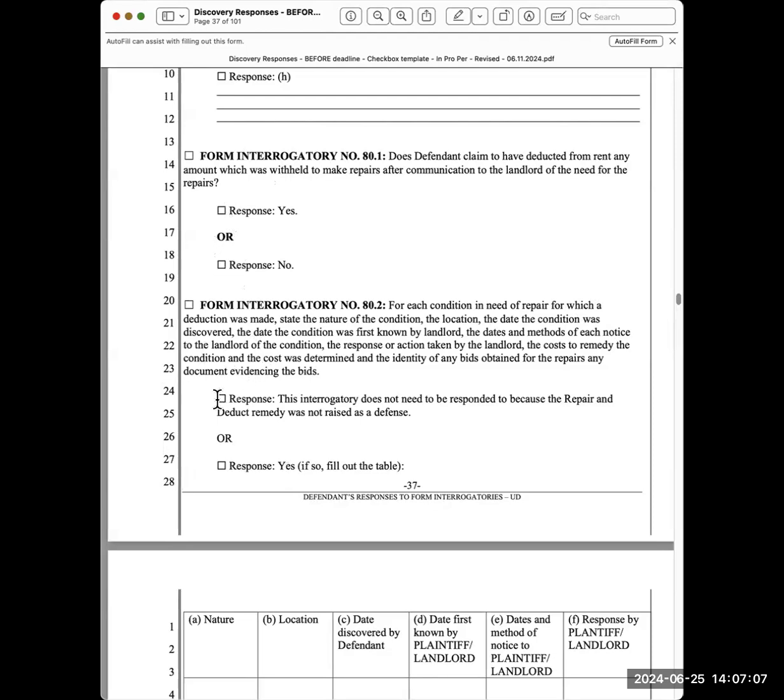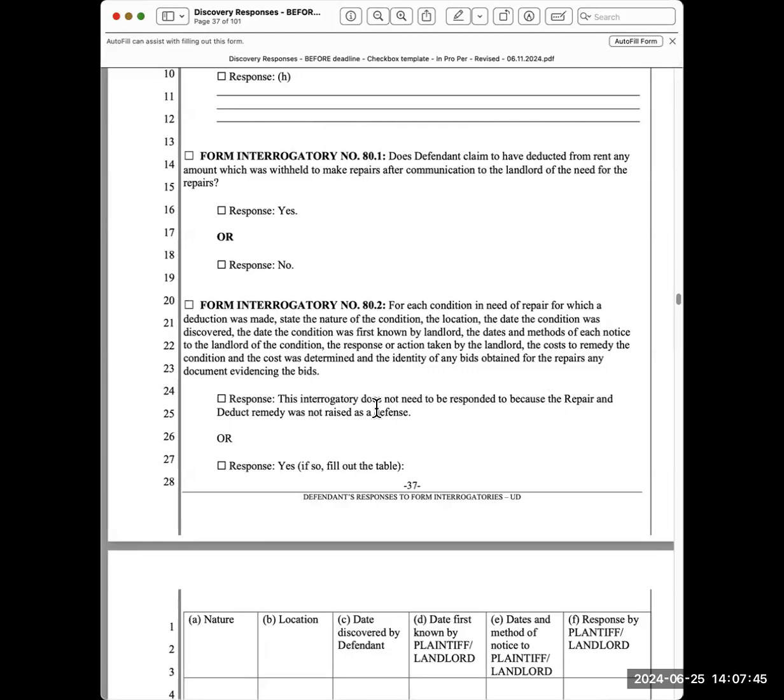And then for each of the following questions that start with 80, you just have to check here that this interrogatory doesn't need to be responded to because repair and deduct remedy was not raised as a defense. If it didn't apply to you, these questions don't apply to you. This applies to all questions that start with 80. They are all about repair and deduct remedy. You can look to your answer for repair and deduct remedy. Did you check that as a defense? If you checked it as a defense, then you should have some example of something that needed repair.